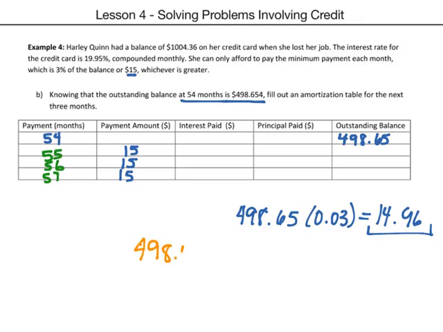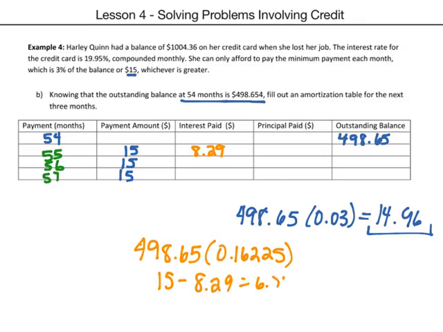So 498.65 times 0.16225 to find her interest. And you would get $8.29. We'd take $15 minus $8.29 to get $6.71 for the principal paid. And then 498.65 minus 6.71 to get 491.94, which is her new balance.